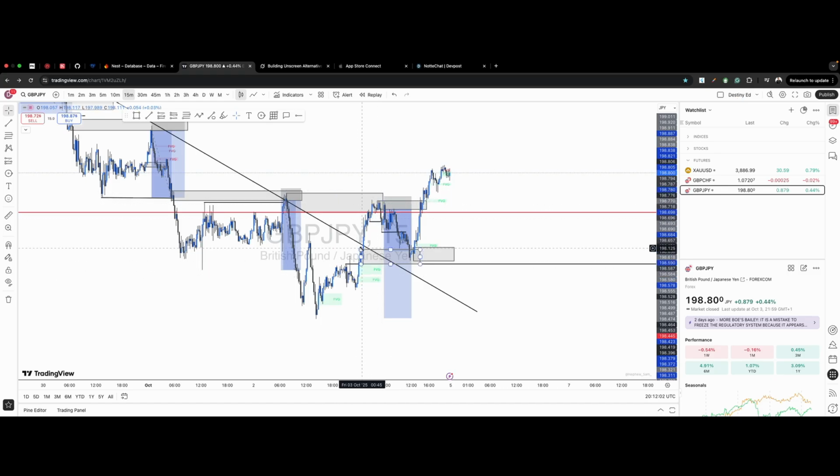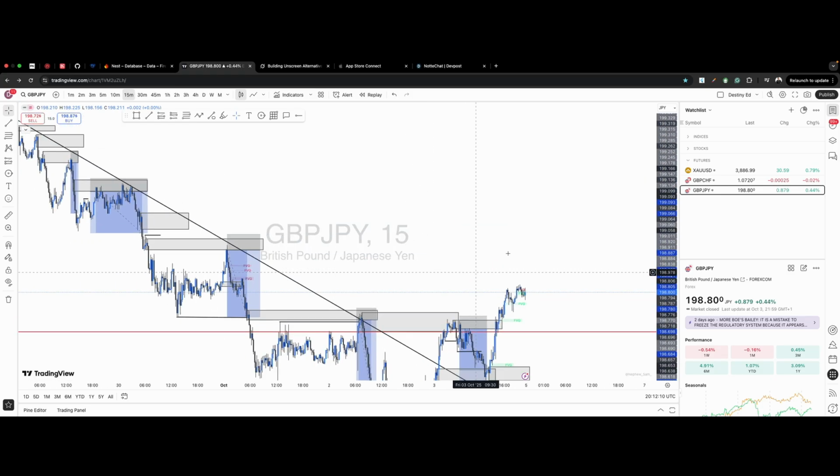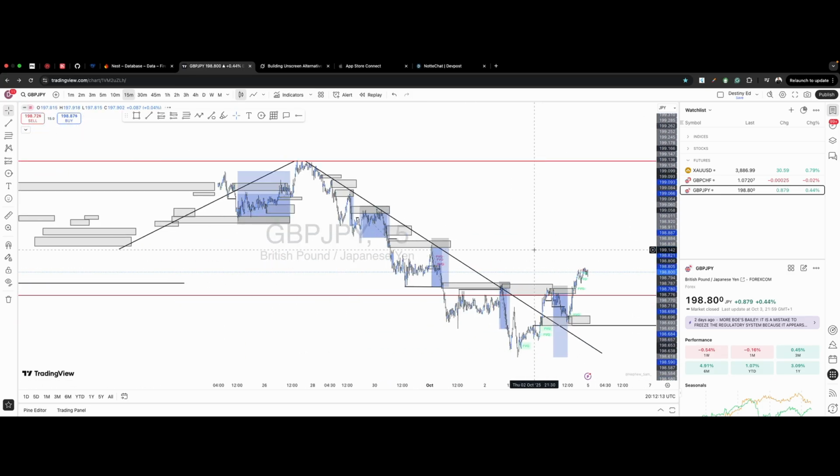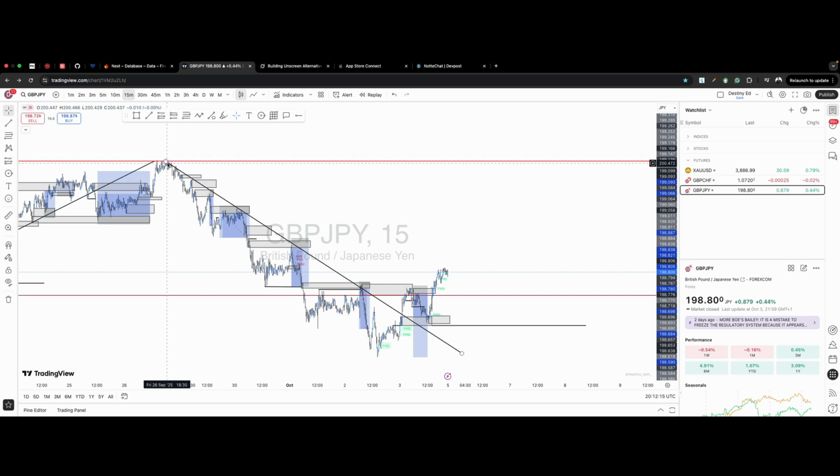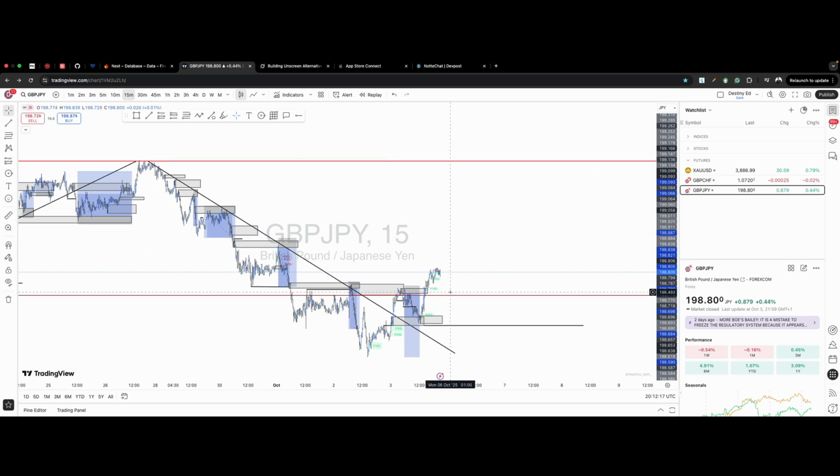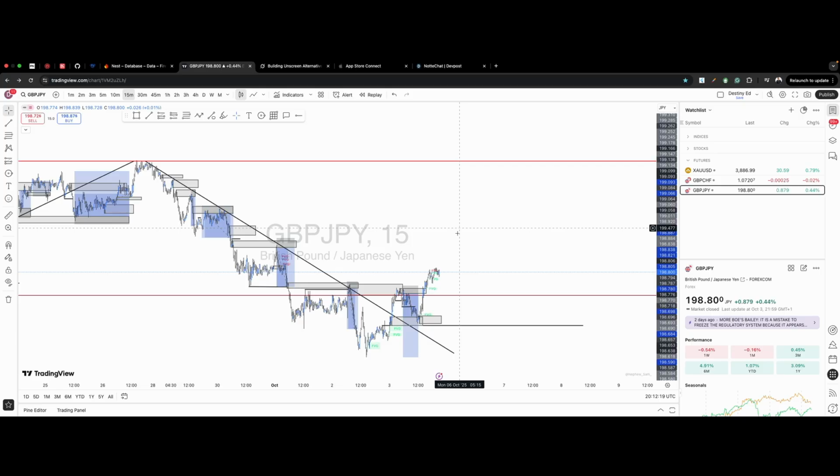So you can see how price broke the trend line, came down to this other block to retest, and after that price now started going up. So I'm expecting GBP JPY to actually take out this trend line liquidity. You can see this point that I marked as red. I'm expecting buys on GBP JPY.